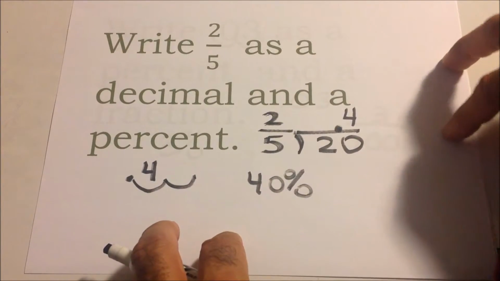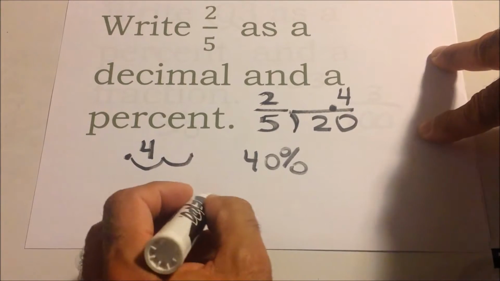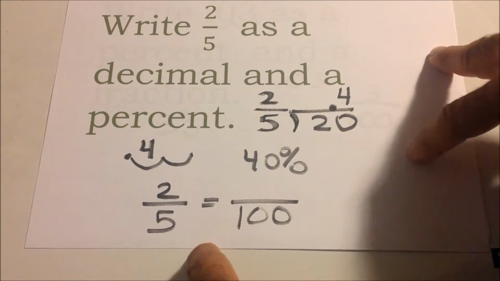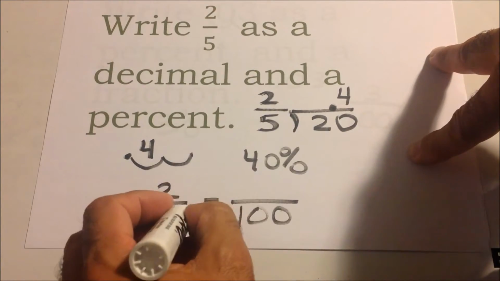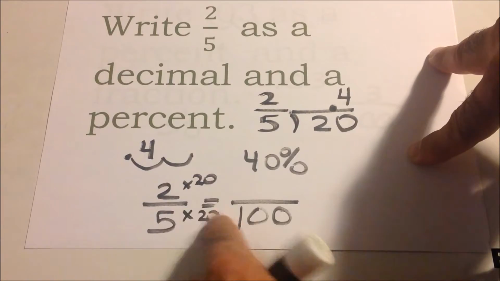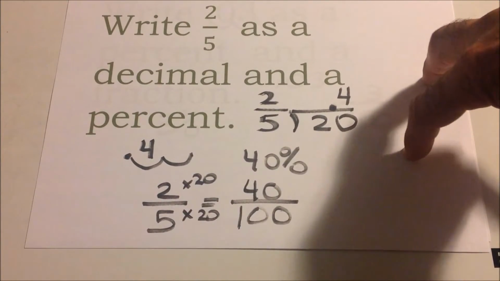There you go. Now you could have also had 2/5, and you could look to find an equal ratio based on hundredths. Okay, you know 5 goes into 100 20 times, so that's 5 times 20. Whatever you do on the bottom, you have to do on top. And you know 40 over 100 is 40%.